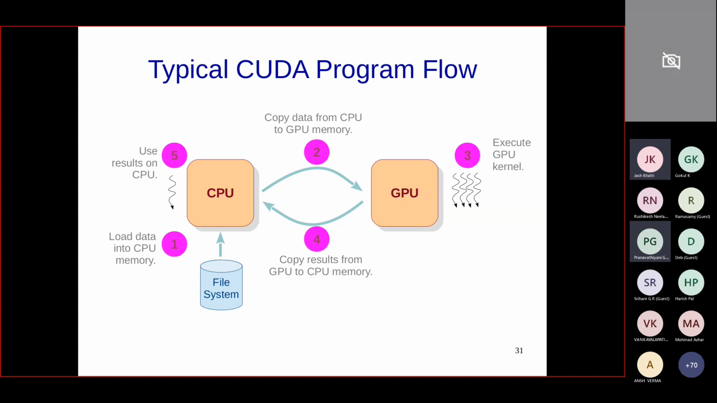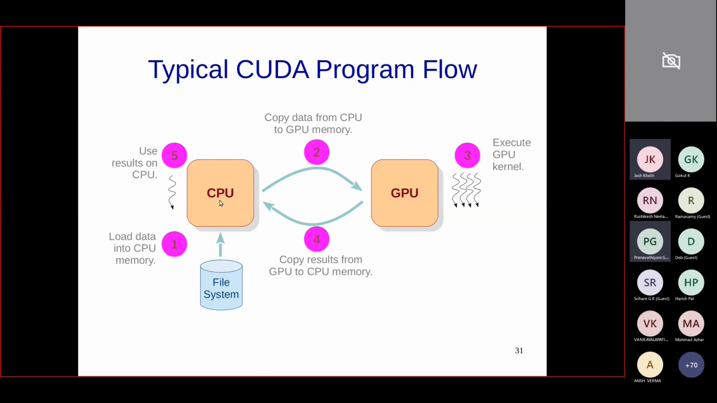It might be either we want to print that result, or store it back into the file system, or it also might be the case that we want to take the results, modify them, and again load them back to the GPU memory, and again do some computation on the GPU kernel, and then again copy the result back from GPU to CPU. So steps 2, 3, 4, 5 can be iterative.